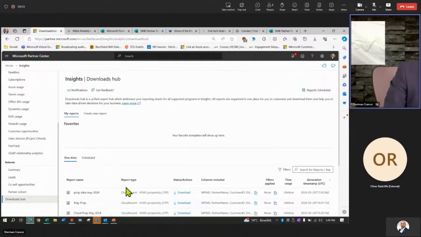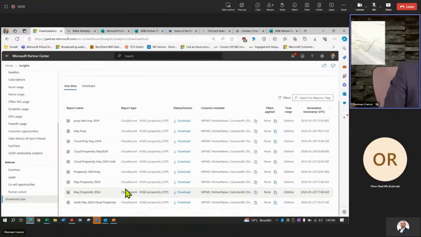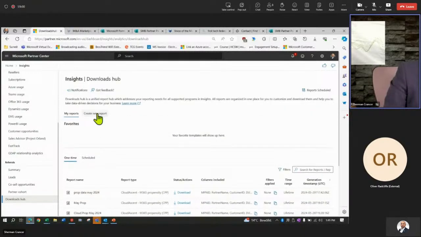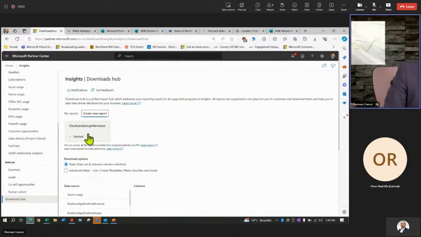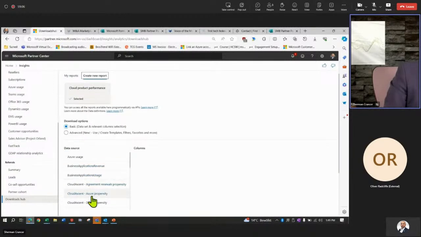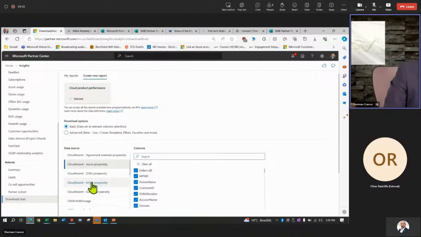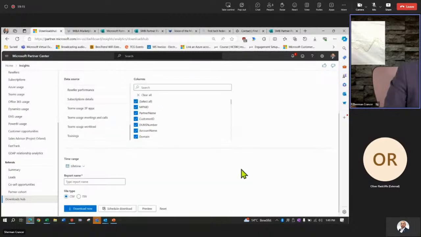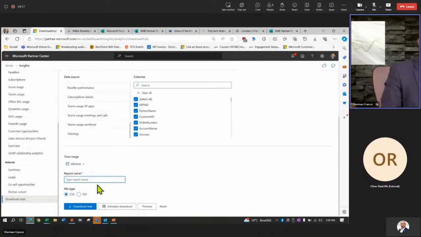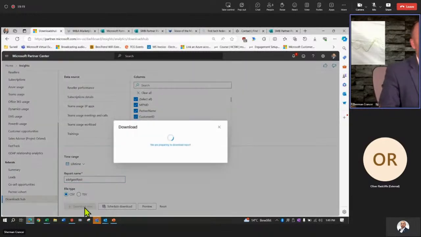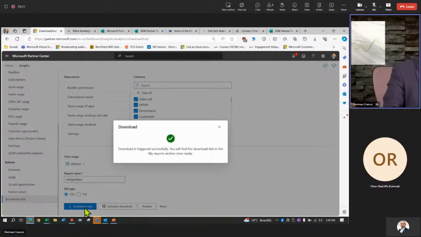This is where they'll create the new report. It's very simple. You can walk any partner through this basic data advance, and then what we're going to do is download the Azure propensity. And then the M365 propensity. Then we go lifetime, give it a report name, and push download now. Now let me tell you what that report is, because you're probably wondering why you would want to do that.